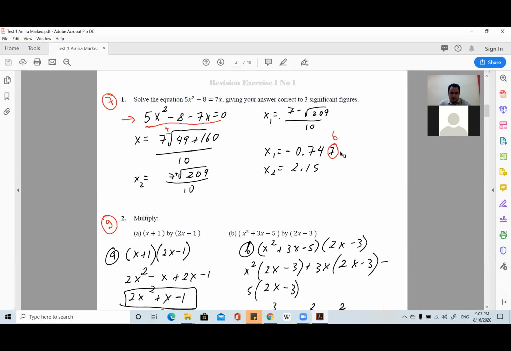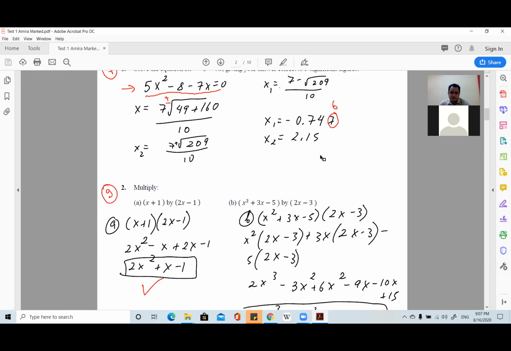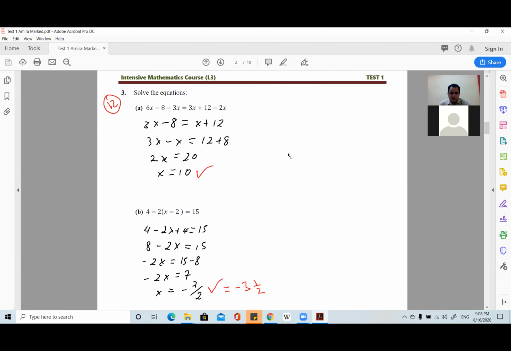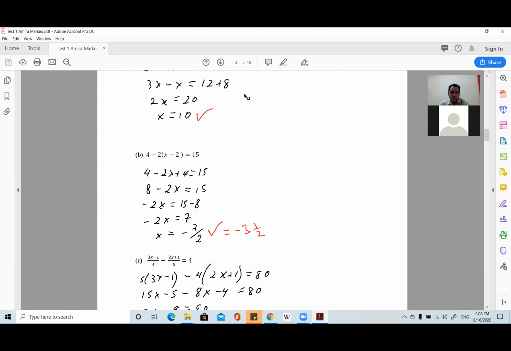Since you are allowed to use a calculator, you need to write the exact answer here. I mean, that's correct to a certain decimal place or not. So I'll continue with the equations.